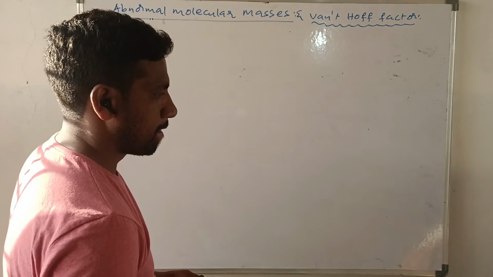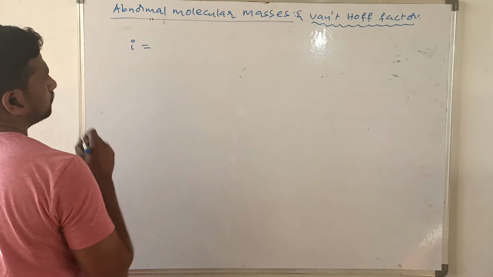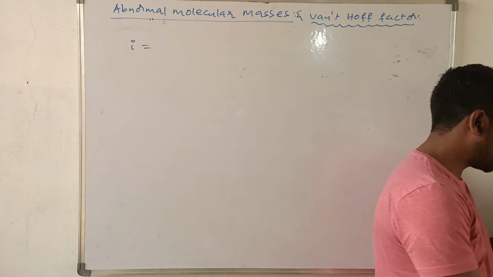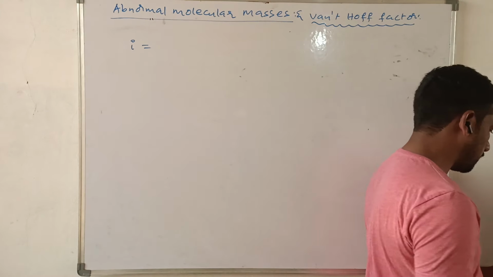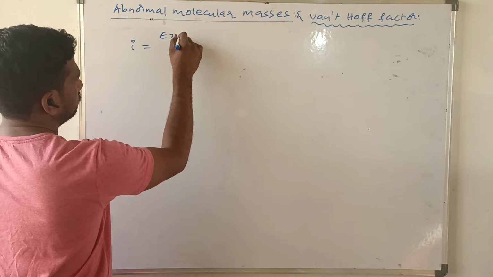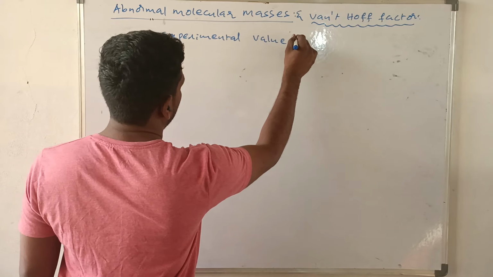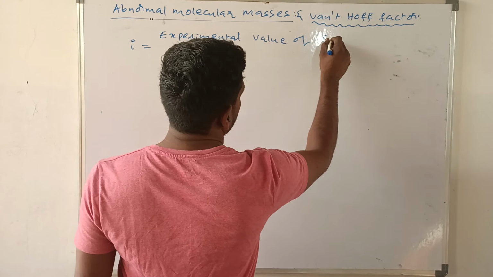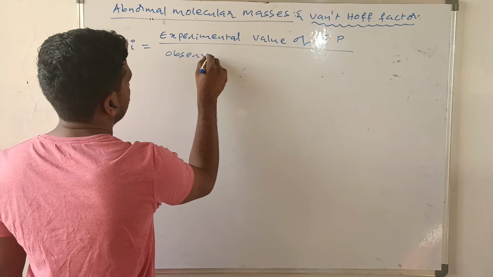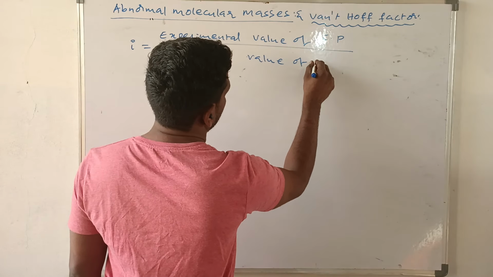So now see, what is i? What is i? So i is nothing but the experimental value of the colligative property divided by the observed value of the colligative property.